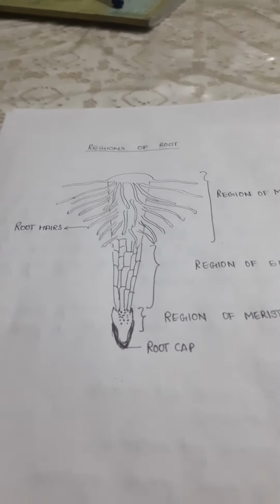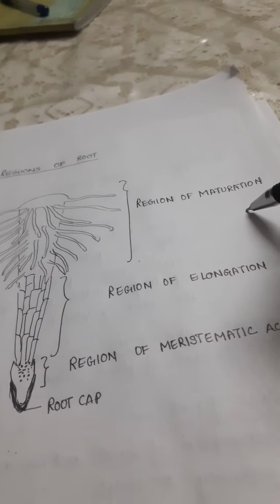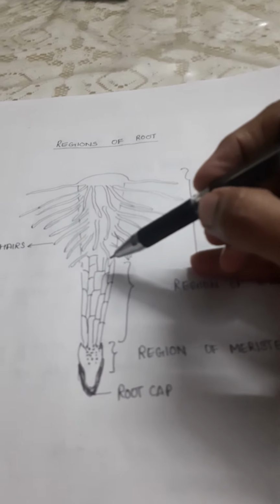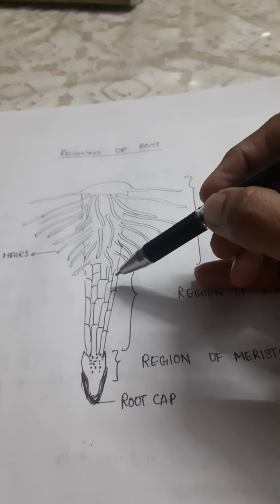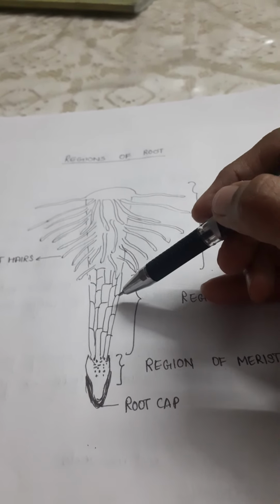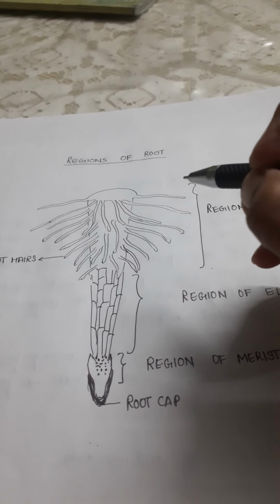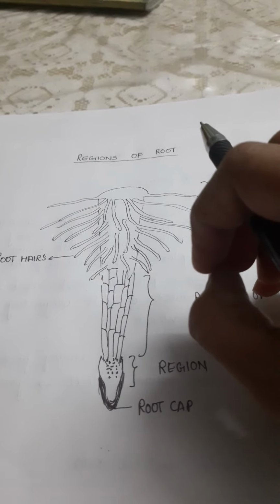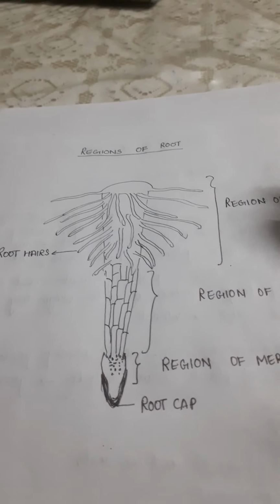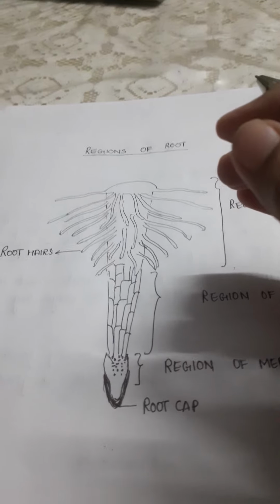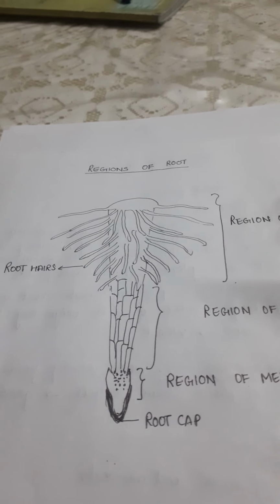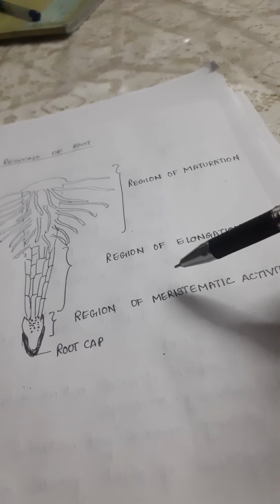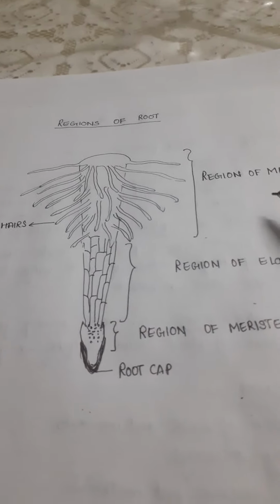And then you have got the region of maturation or zone of maturation. Actually these elongated cells now will take up some function, so they will start to differentiate. Differentiation of cells actually means giving them certain work, and according to the job or the task they are being given, they are then modified. So whatever work they are being given, they are modified in that way. So you have got the region of meristematic activity, region of elongation, and region of maturation.